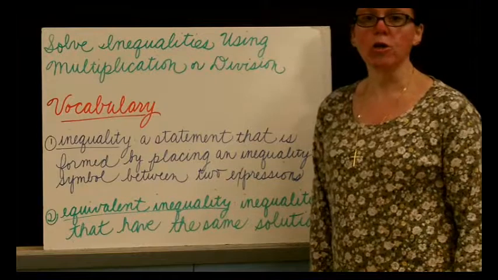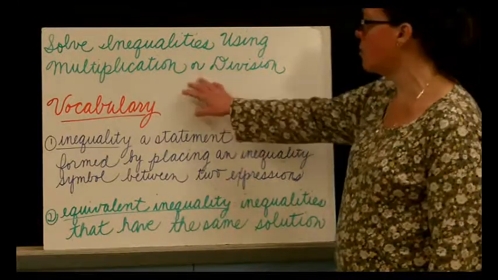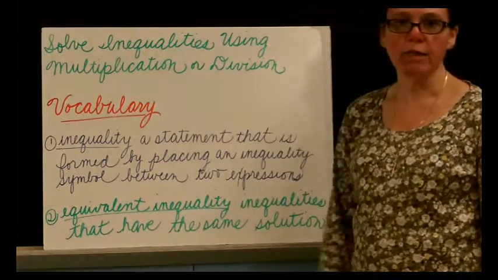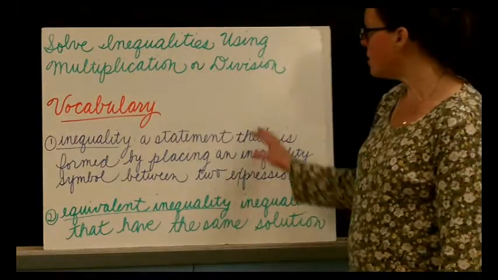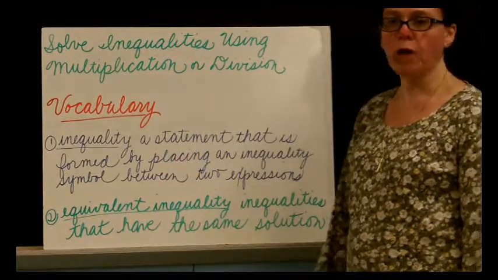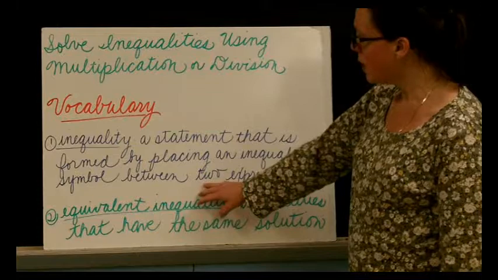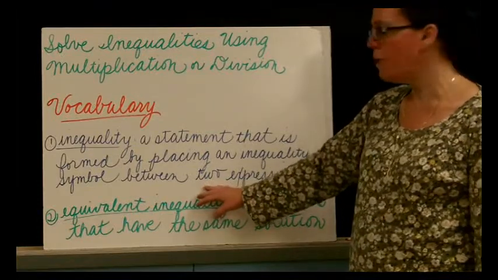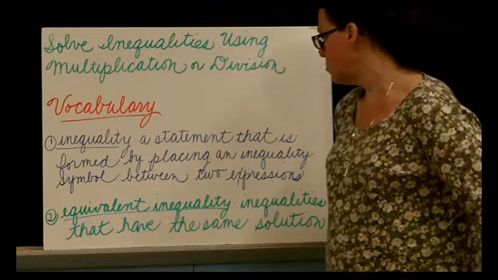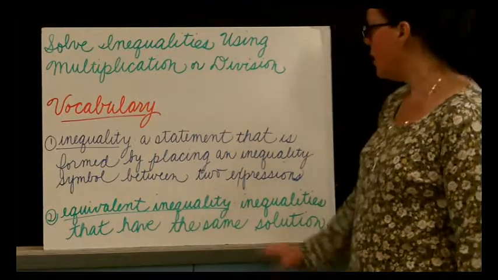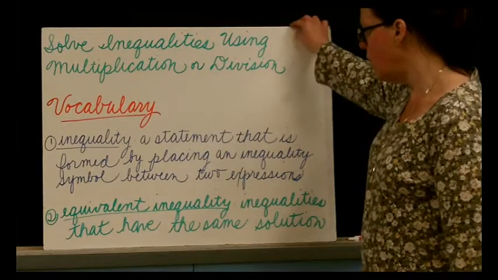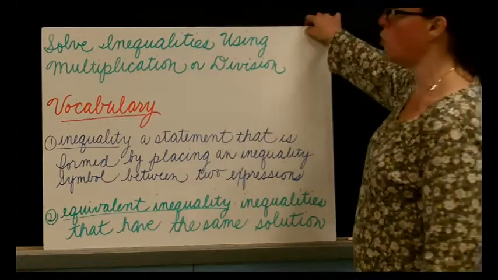We continue working with inequalities, only this time we're going to be applying multiplication and division to isolate the variable. Since this skill is not really brand new, we have a repeat of our two vocabulary words. First, we have inequality, which you already know is a statement that is formed by placing an inequality symbol between two expressions. Next, we have an equivalent inequality, which means inequalities that have the same solution.